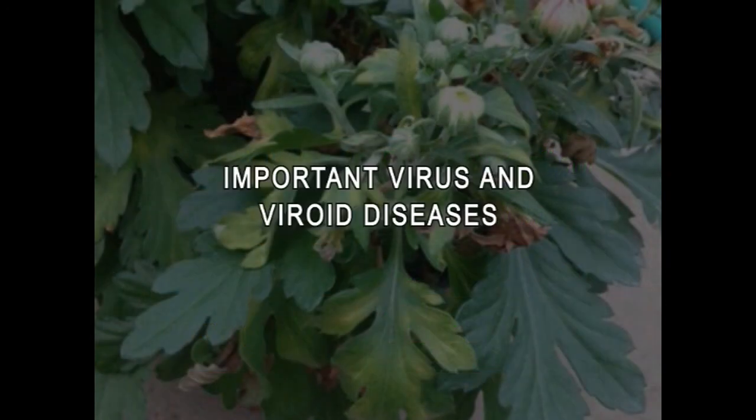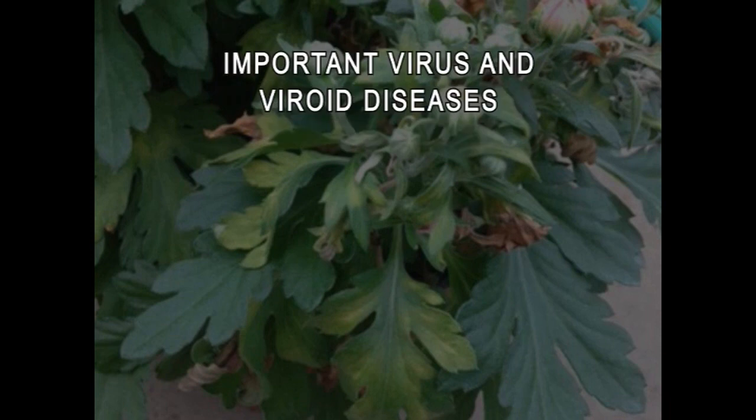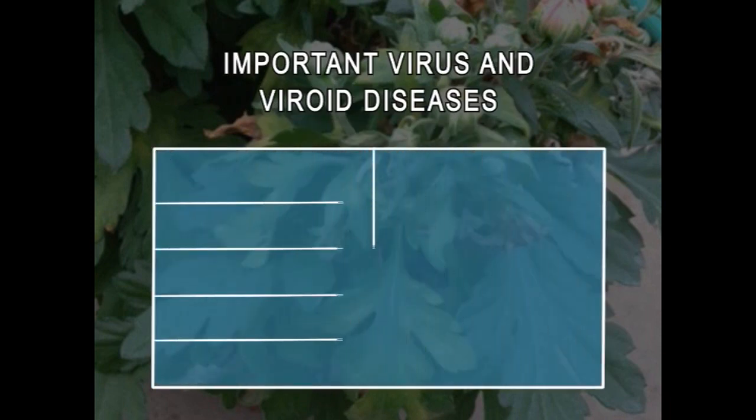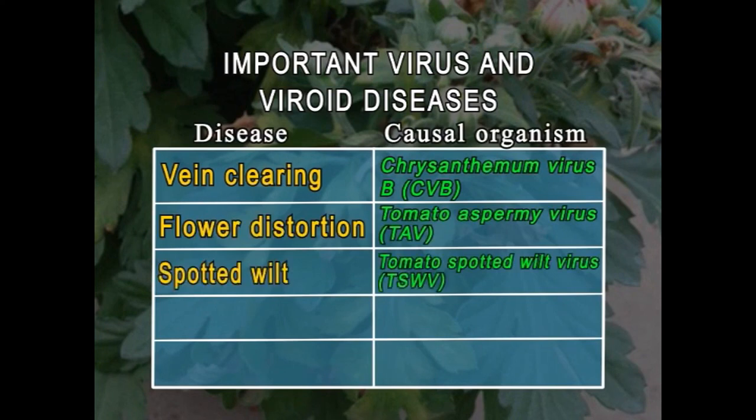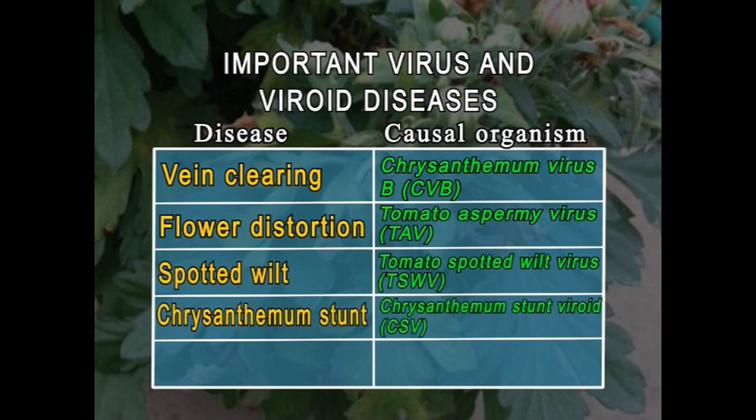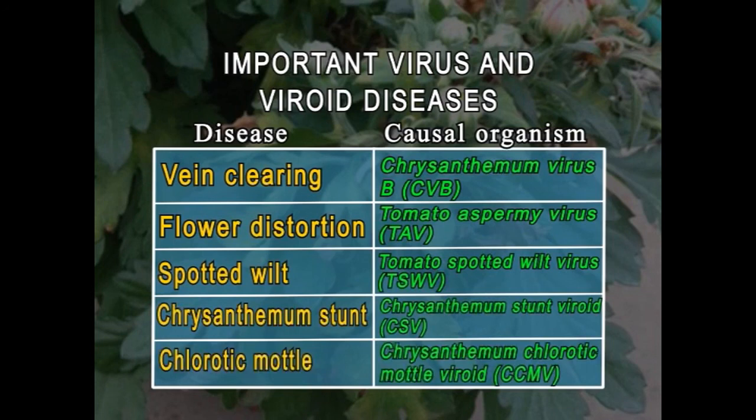Now let's see about some important virus and viroid diseases of chrysanthemum. Vein clearing, flower distortion, spotted wilt, chrysanthemum stunt, chlorotic mottle. So these are some important virus and viroid diseases of chrysanthemum. So today we have discussed the important diseases of chrysanthemum, of fungi, bacteria, viruses and viroids.